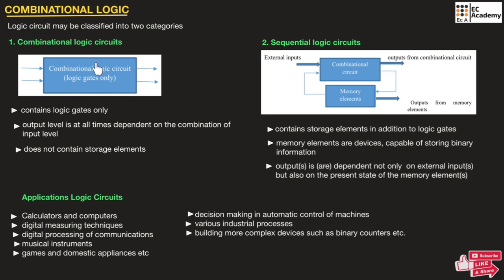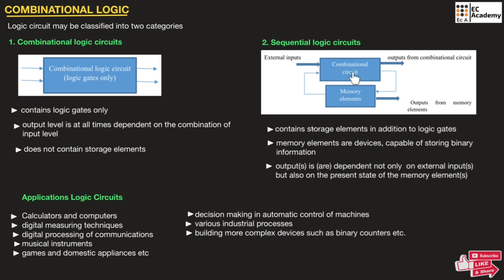When the logic gates are connected together to give some specific output for certain inputs without any storage element, it is known as combinational logic circuit. In combinational logic circuit, the output will depend on the combination of input levels.